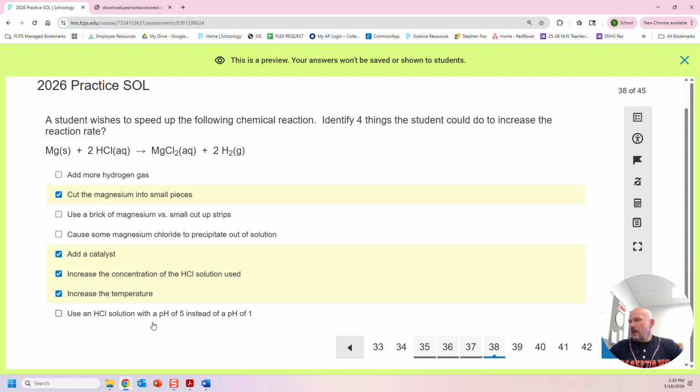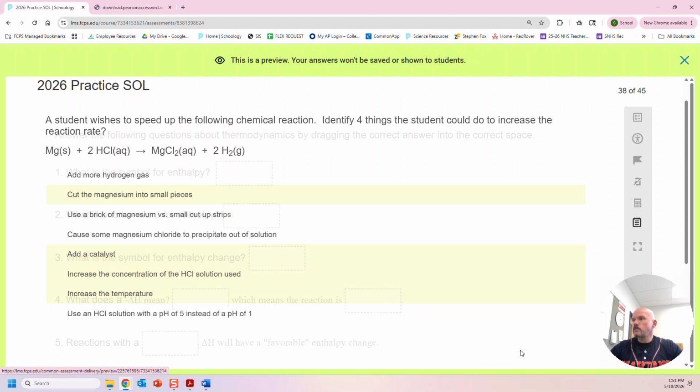Now this one's kind of an odd man, right? A lot of people might think this one because it says HCl with a pH of 5 instead of a pH of 1. Remember, the lower the pH, the higher the concentration of HCl. So the pH of 1 has a higher concentration. So pH of 5 would be more dilute HCl. Right? You want to increase the concentration to have more collisions, not decrease it. So don't fall for that little trick there.